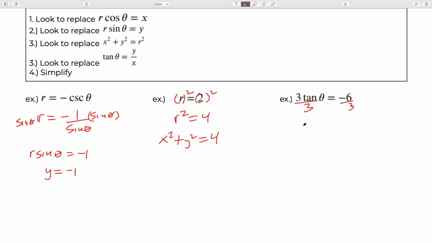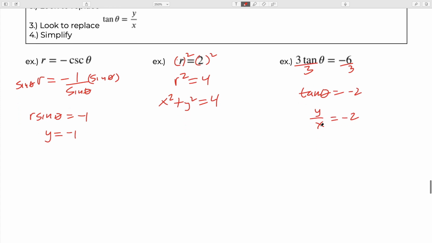In this example, I can divide by 3. If I solve this for tangent of theta, -3 divided by 6 equals -2. Well, again, what is tangent? Remember, tangent is y over x equals -2, right? So if I just want to solve, you can see this is the equation of a line. So y equals -2x. And there you go.